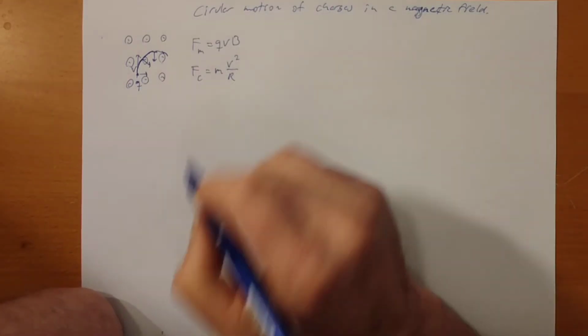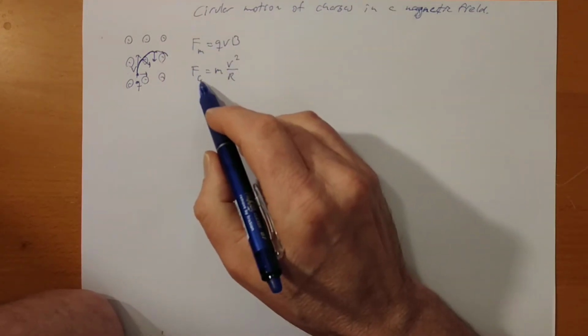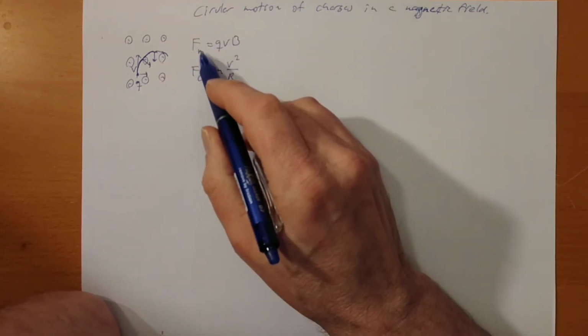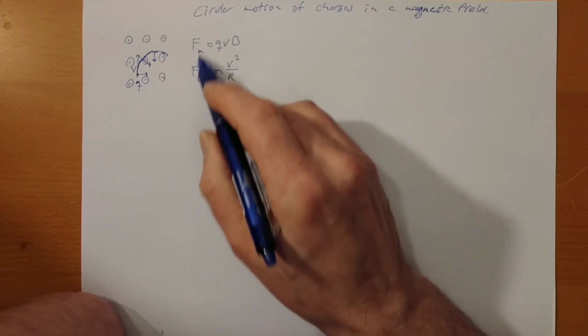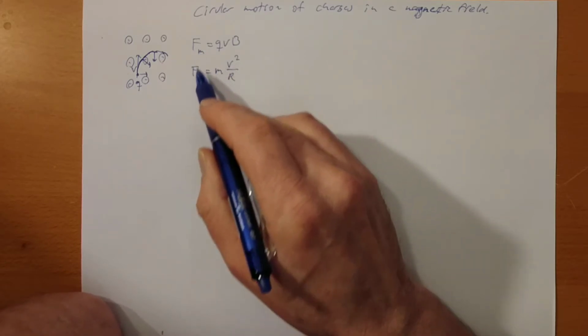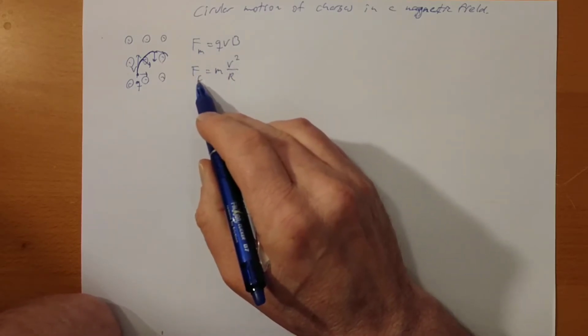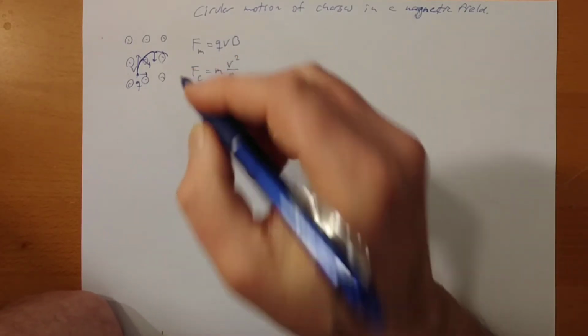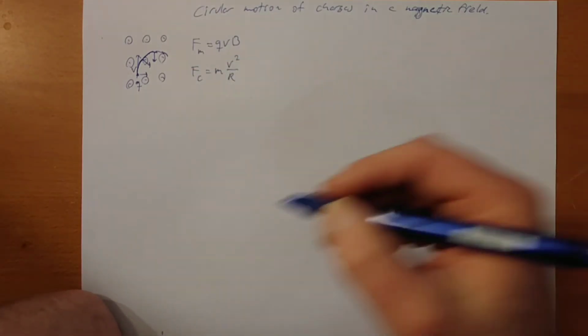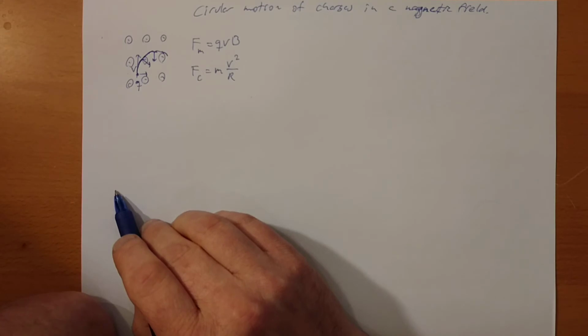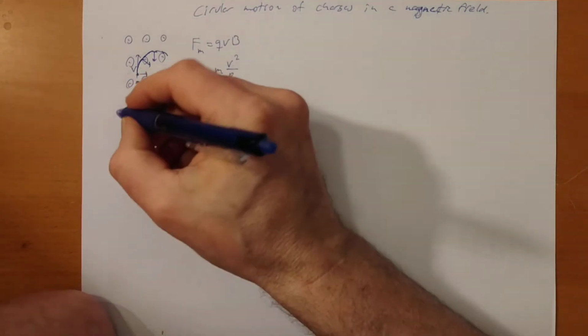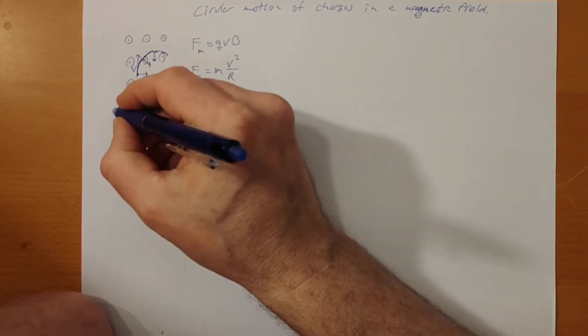Okay, so what can we do here? Of course, this centripetal force is supplied by the magnetic force. These two are the same. That magnetic force is what causes this centripetal force. A centripetal force is always caused by something. In this case, it's caused by the magnetic field. So that means that we can set these equal.